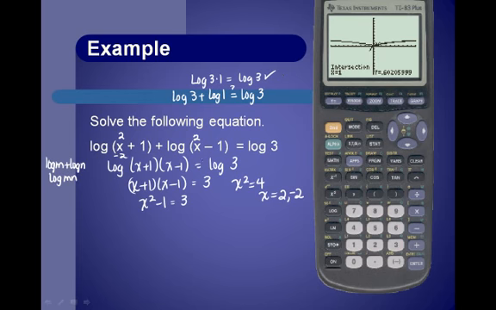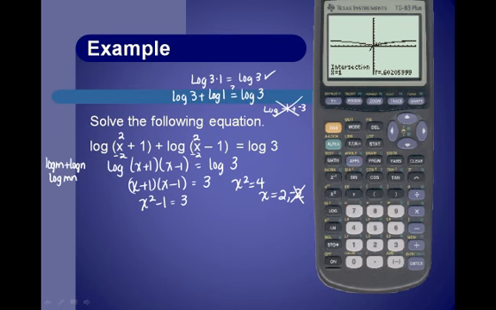Well, if we plug negative 2 in, then we get the log of negative 2 plus 1, which is negative 1. The log of negative 2 minus 1 is negative 3. But remember, you cannot take the log of negative numbers. Therefore, negative 2 is not going to work.